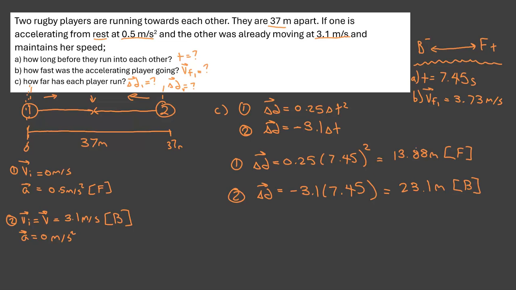Now, the cool thing is if I take the magnitude of both of these values together, if I add 13.88 and 23.1, we're going to get approximately 37 meters, which is pretty cool. So player 1 covered this distance, player 2 covered this distance, and overall, because they were initially 37 meters apart, they've both covered in total 37 meters to the point where they collide. So a really good two-object, one-dimensional kinematics problem here.